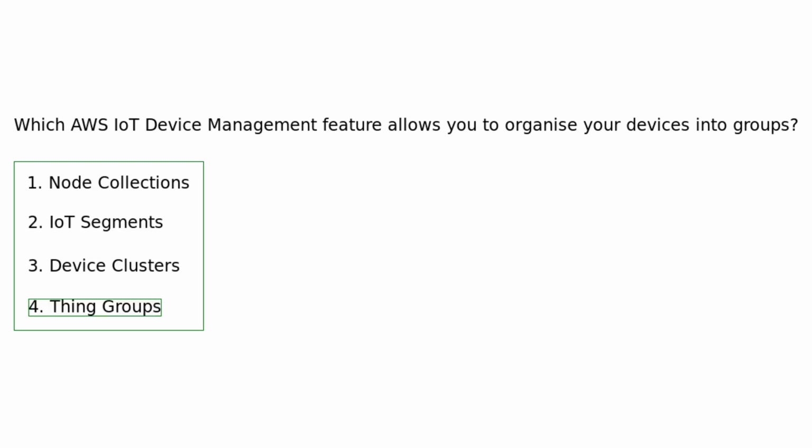Thing groups in AWS IoT Device Management enable you to manage several devices at once by categorizing them into groups. You can create a hierarchy of groups, and a device can be a member of multiple groups.